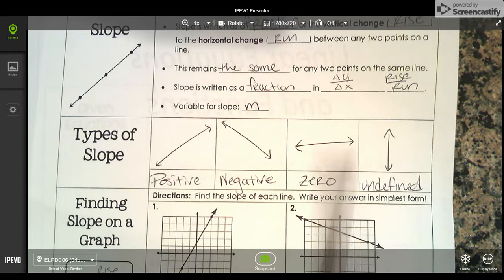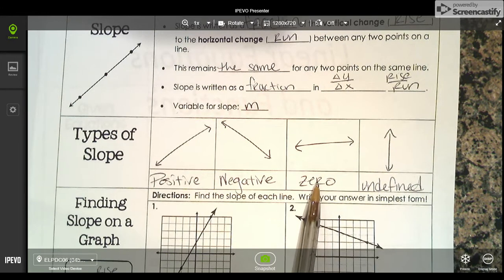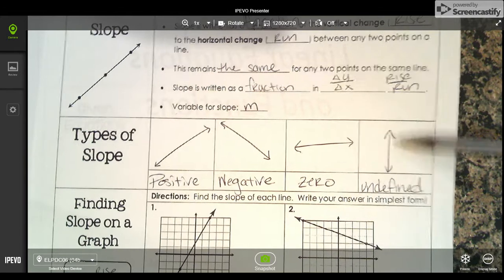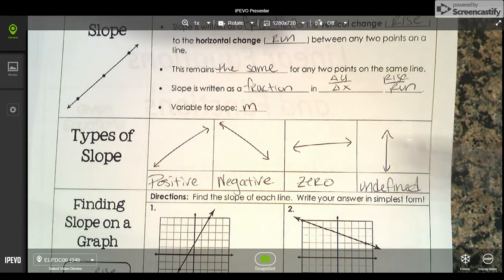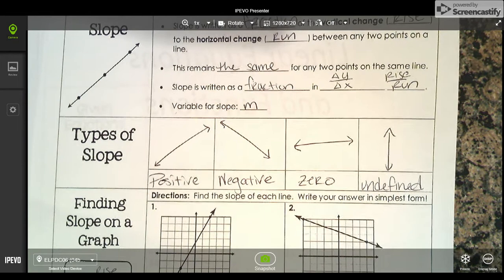If it's flat, like the horizon or the floor, think of that as like a zero, like there's no incline if you were just walking on a flat surface. And then if it's perfectly up and down, that's undefined. Like I don't know, you can't climb a wall, is how I always think about it.